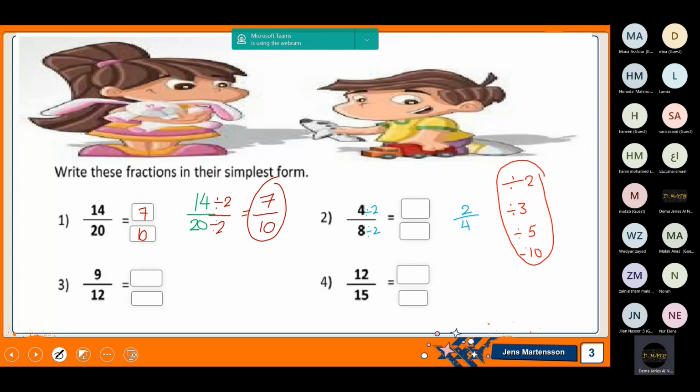Now look at 2 and 4. Can I divide them by 2? Yes. Bravo. So I will divide up by 2 and down by 2. 2 divided by 2 equals 1, and 4 divided by 2 equals 2. Bravo. So 4 over 8 can be simplified and written as 1 over 2, or half.